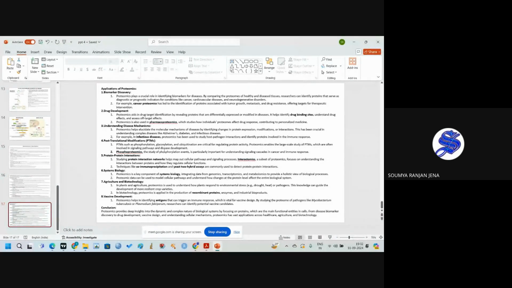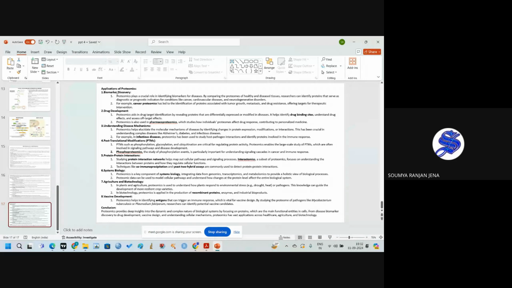Then, what are the benefits of all these proteomics applications? If we go to biomarker discovery, proteomics plays a crucial role in identifying biomarkers for different diseases. By comparing the proteomes of healthy and diseased tissue, researchers can identify proteins that serve as diagnostic or prognostic indicators for different conditions like cancer, cardiovascular disease, and neurodegenerative disorders.